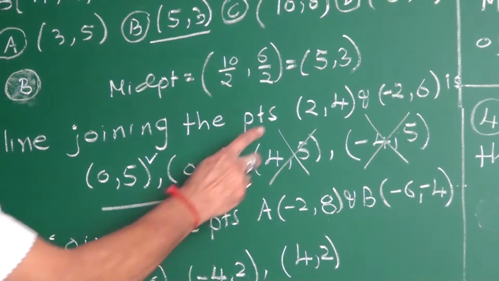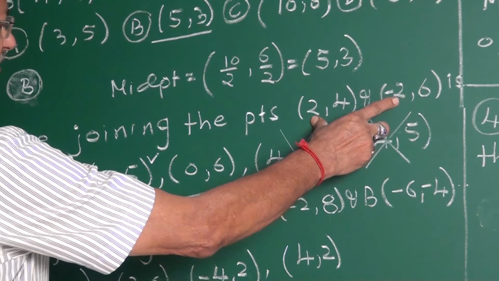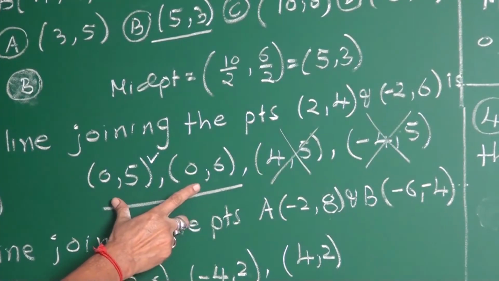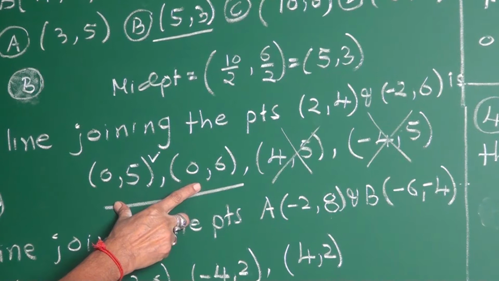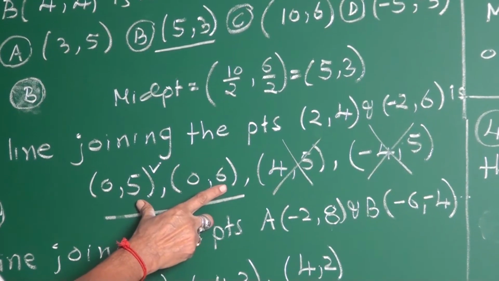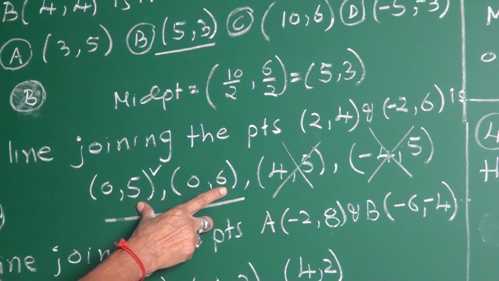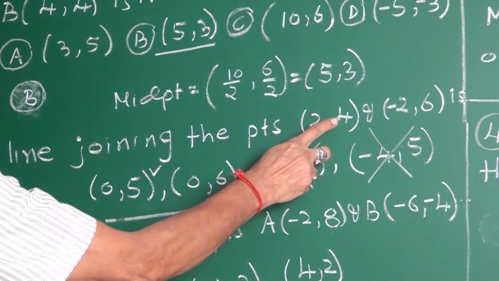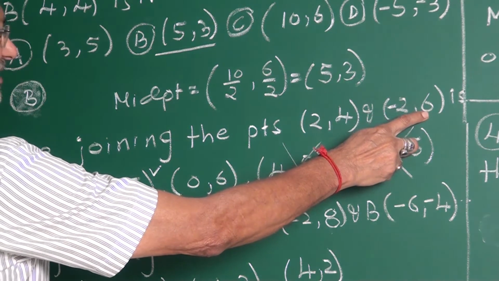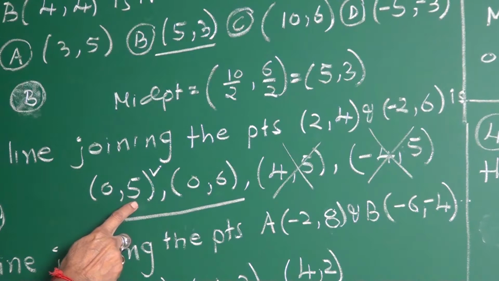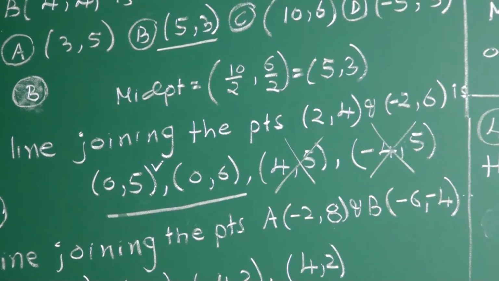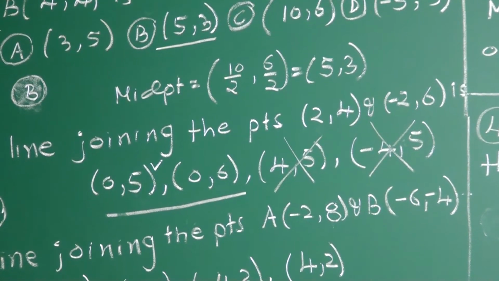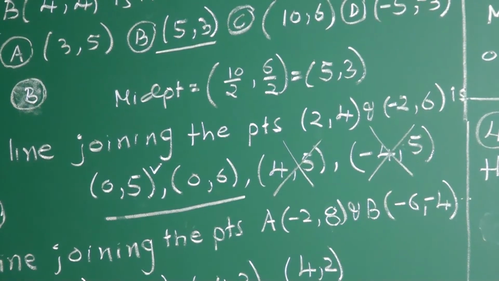What I told you: 2 minus 2 is 0. The x coordinate is 0. It is there in two options, the first and second option. Then the correct answer will be decided with the y coordinate. How to find the y coordinate? 4 plus 6 is 10, divided by 2, 5. This will be your answer. A. Third one.